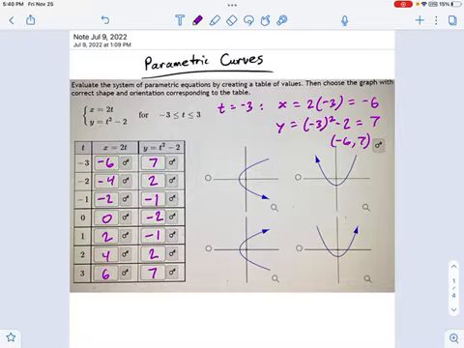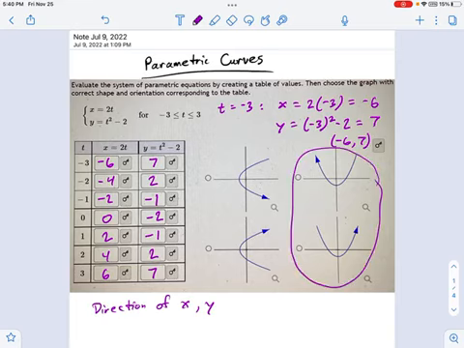The question is, which one of these corresponds to my graph? Here's the way I would think about it. What is the direction of x and y? X is going positive, and y, it's not quite so simple with y. Y goes from positive to negative, back to positive. So match these things up to the curves. I think you'll find that 2 of these curves are very good candidates. These 2 right here. But which one is it?